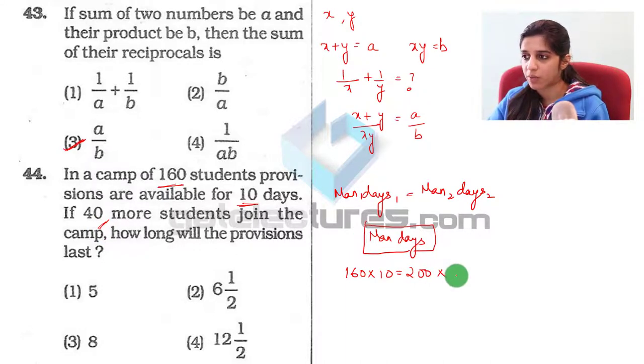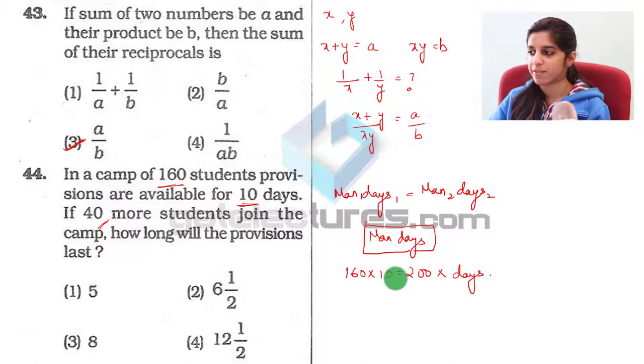Now, how long will the provision last? We are supposed to provide days. When you just perform this, we got days as 8, right? So the correct option is going to be the third one, 8 days.